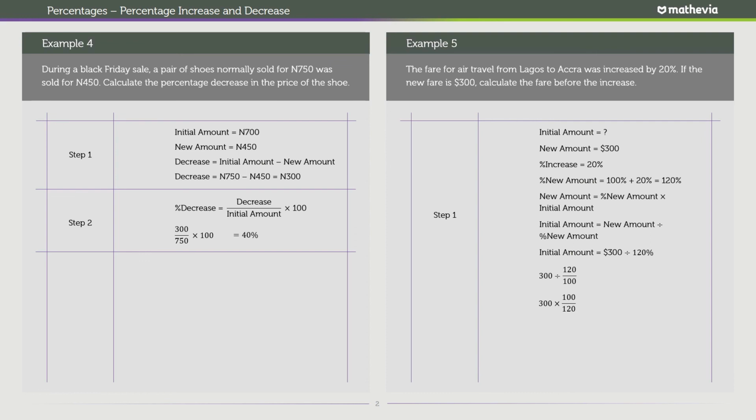And you have 300 times 100 over 120. And when you work that out, you end up with $250. So the initial fare for air travel from Lagos to Accra, before it was increased by 20%, was $250.